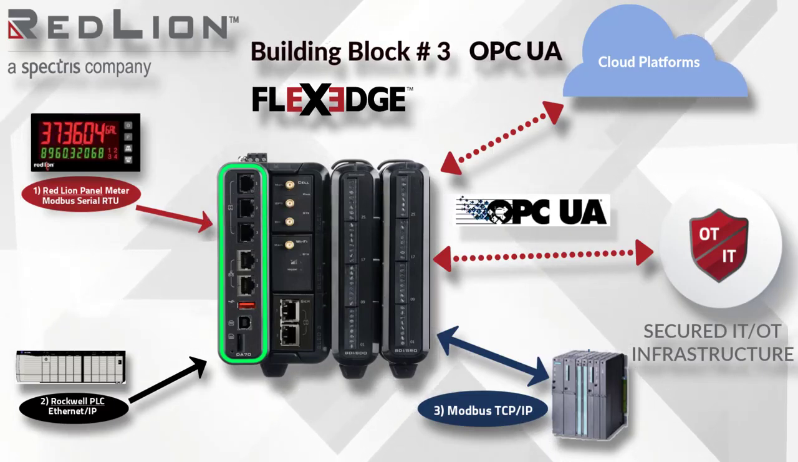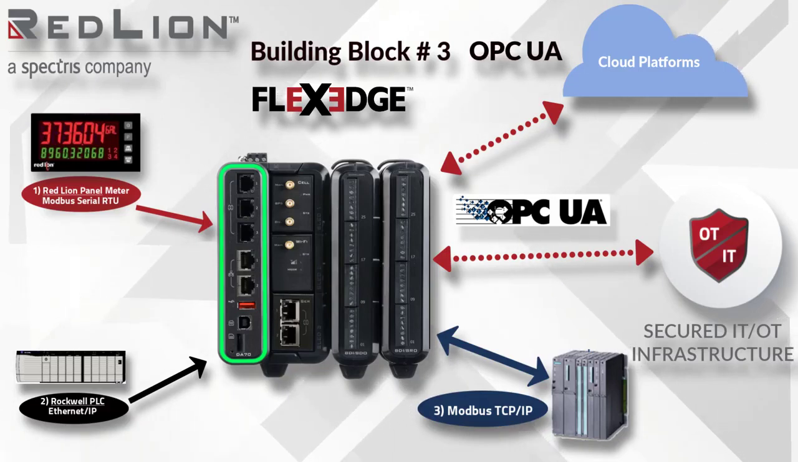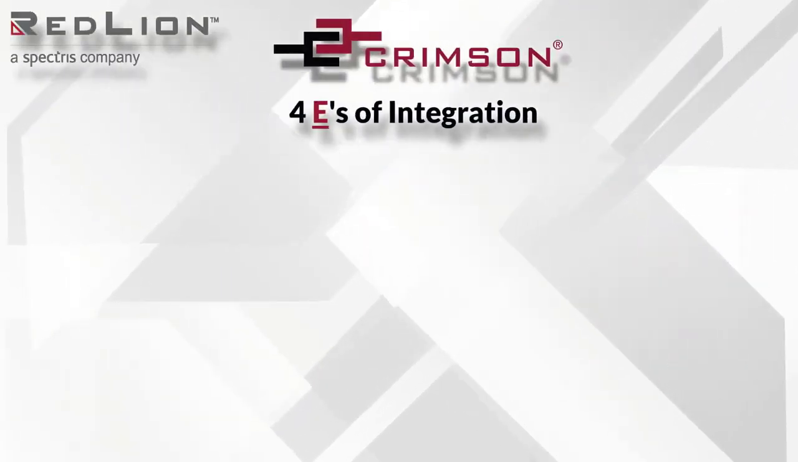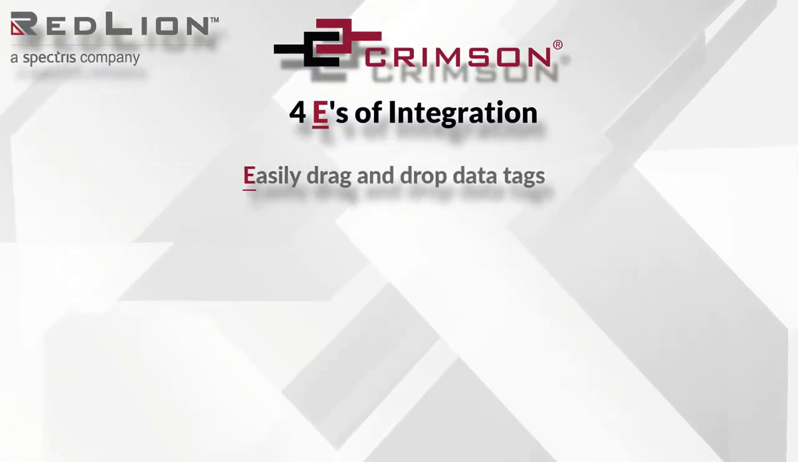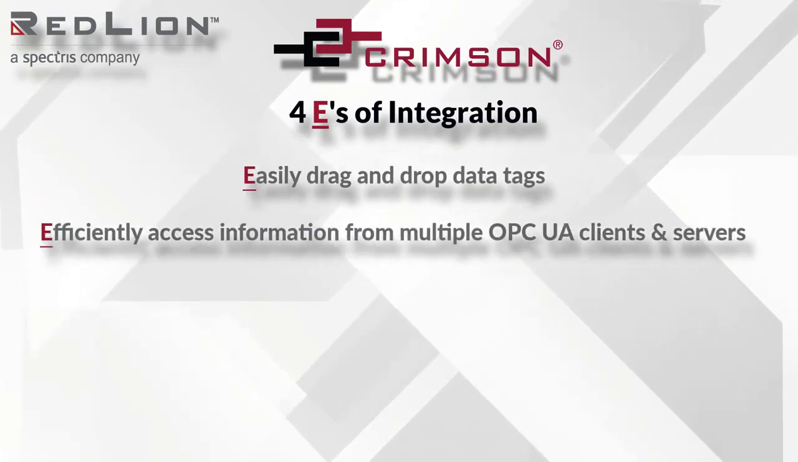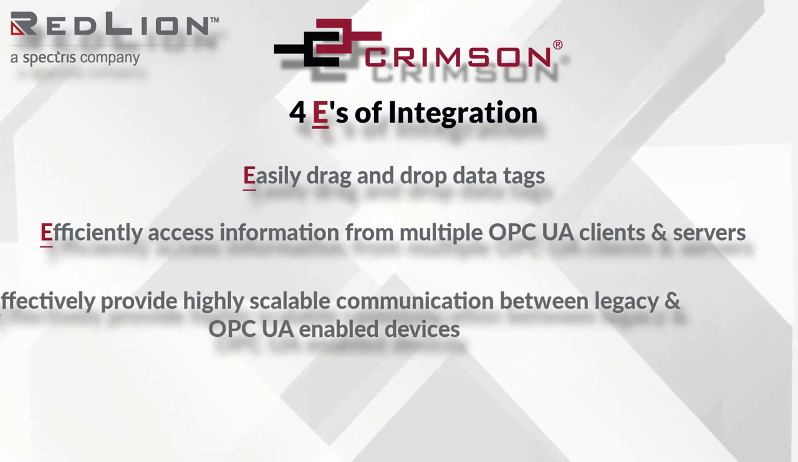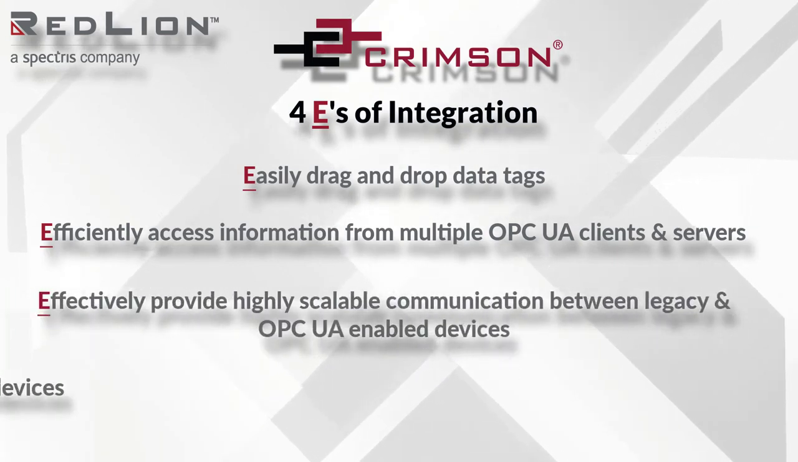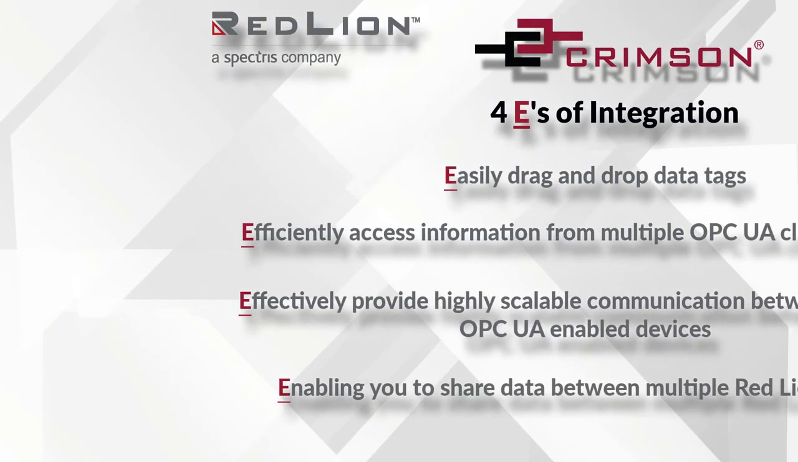Red Lion's OPC UA Client Server capability can simplify your data aggregation. This will enable you to gather data from legacy as well as new devices to enhance your capability to unleash the power of your data. Using the 4 E's, Crimson provides ease of integration, including easily drag and drop data tags, efficiently access information from multiple OPC UA servers or clients, effectively provide highly scalable communications between legacy and OPC UA enabled devices. This enables you to share data between multiple RLC and other manufacturers' devices.